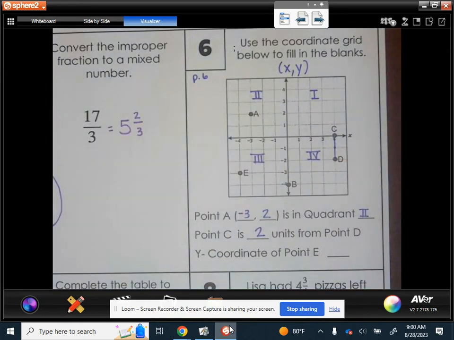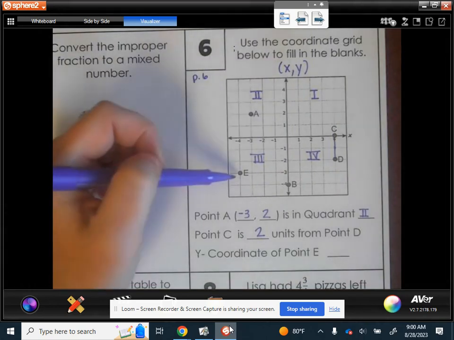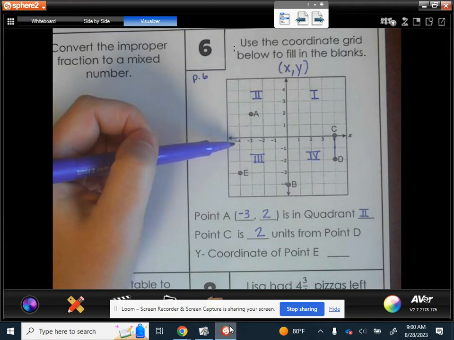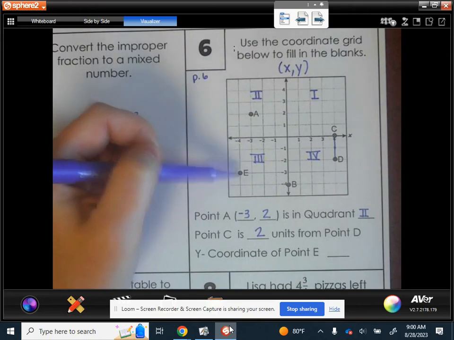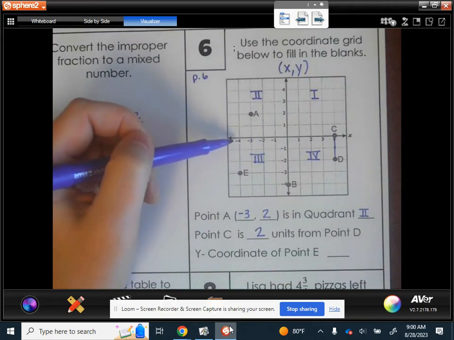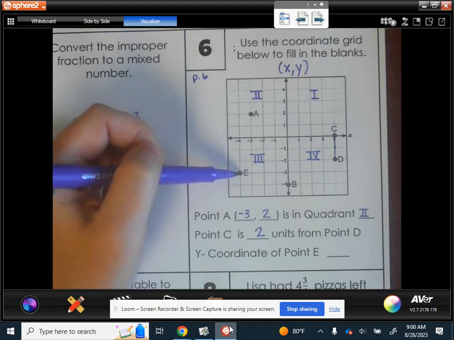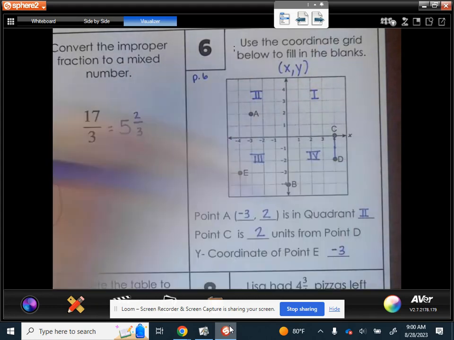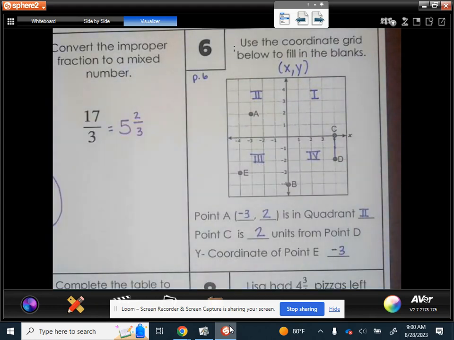And then the y coordinate of point E. So point E is right here at negative 4, negative 3. But the negative 4 is the x coordinate. We are only wanting the y coordinates. So that would be negative 3. Okay, and then just make sure you know what the different quadrants are. Make sure you know how to find something a certain number of units away and all of that good stuff.